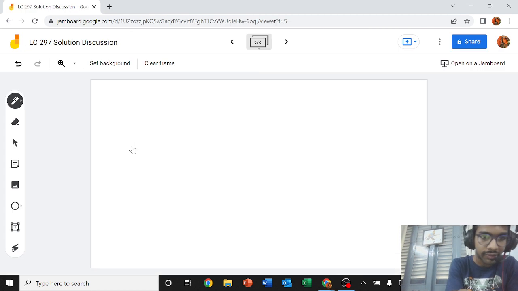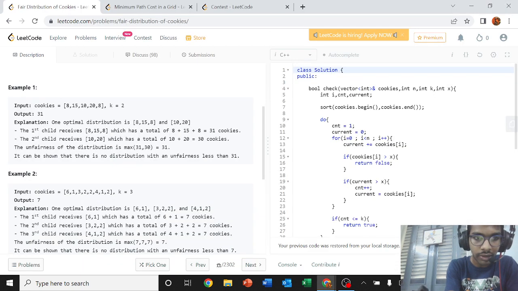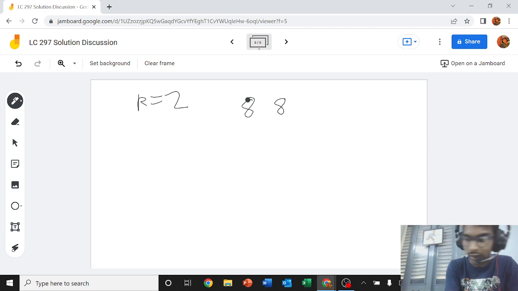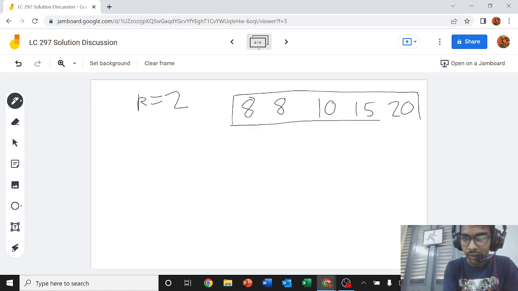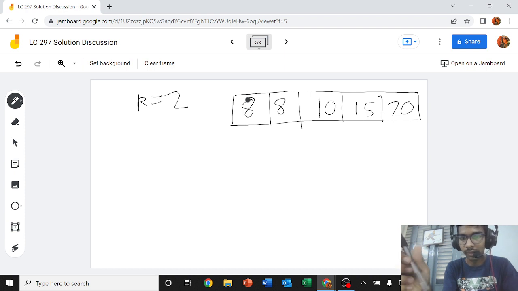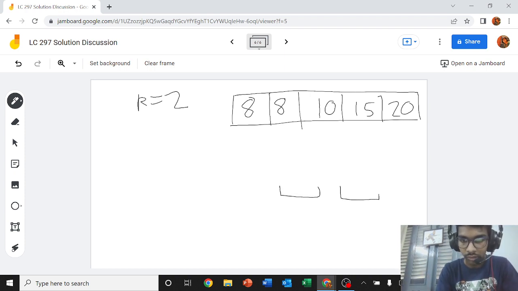See this, we got k equal to 2, we have two children with us, and we have the bag of cookies with values 8, 8, 8, 8, 10, 20, 10, 15, 20. We need to distribute it among the two children such that the maximum number of cookies that one child gets is as low as possible.